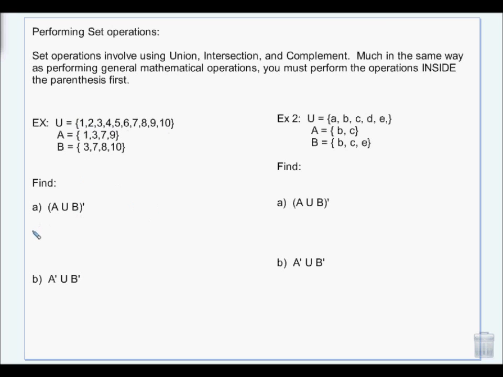So first I find A union B. It shouldn't have a stick on the U, but whatever. Okay, so I have 1. They both have a 3. They both have a 7, and then I get an 8, a 9, and a 10. So that's A union B.